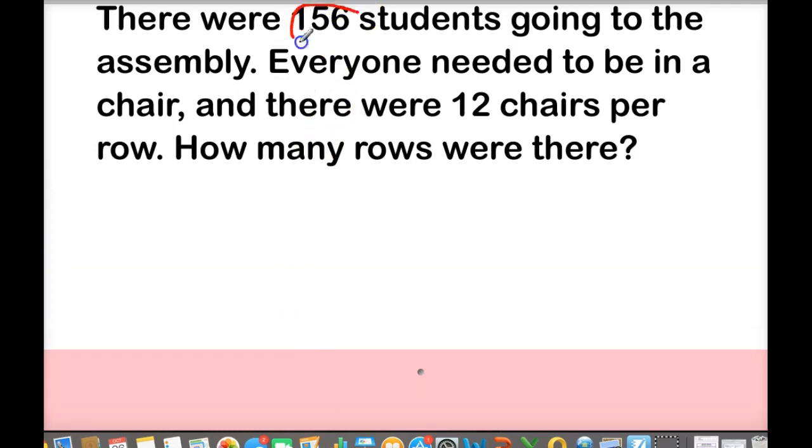So I have the numbers 156, that's my dividend, and my divisor is 12. So I know it's going to be 156, oops, it's a crazy 6, divided by 12. Goodness gracious. Okay, so that's a 12 in case you were wondering. 156 divided by 12.